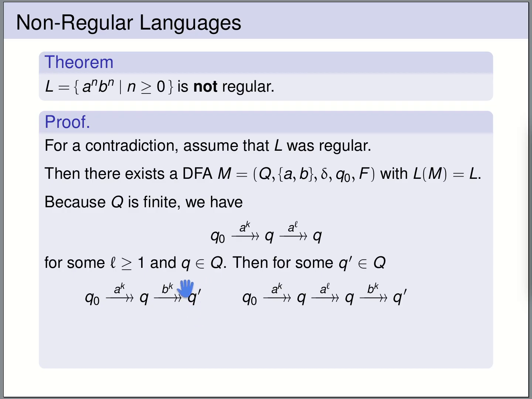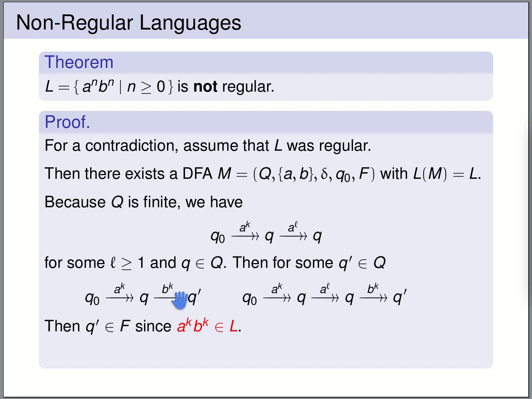Now, what do we know about q prime? Q prime is reached when the automaton starts in the starting state, reads k times a, followed by k times b. So it reads the input a to the k, b to the k. A to the k, b to the k is in the language of the automaton, so this means q prime must be among the final states, because this word is accepted by the automaton.